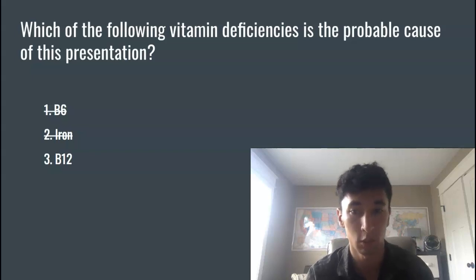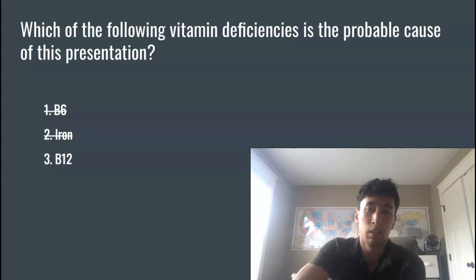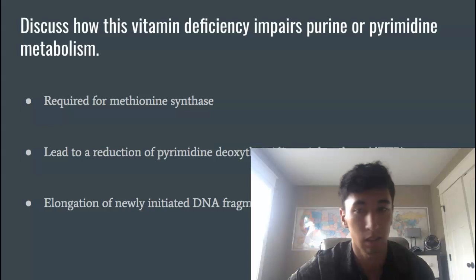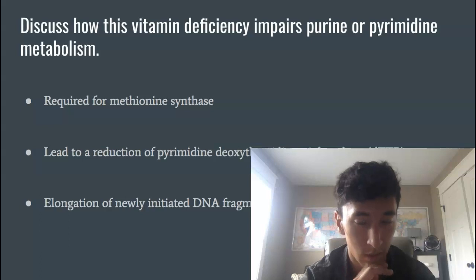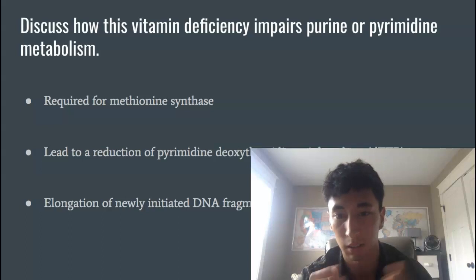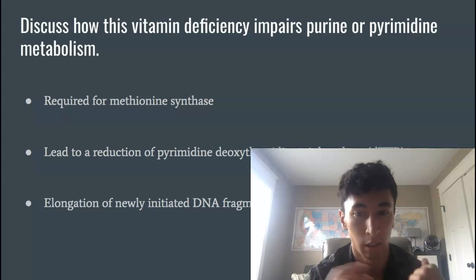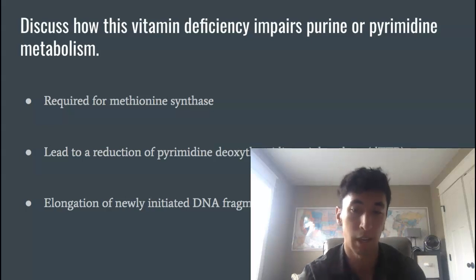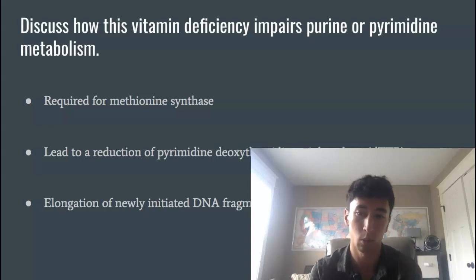A vitamin B12 deficiency also impairs purine and pyrimidine metabolism, as we'll look at on this one right here. As stated in the prior slide, methionine is an essential amino acid. Vitamin B12 is required for the synthesis of that amino acid. So by transferring that methyl group to tetrahydrofolate, it links that pathway with the purine and pyrimidine synthesis pathway as well.